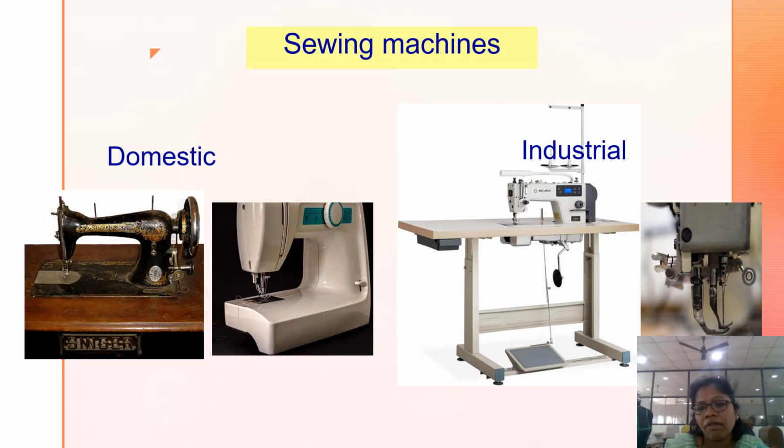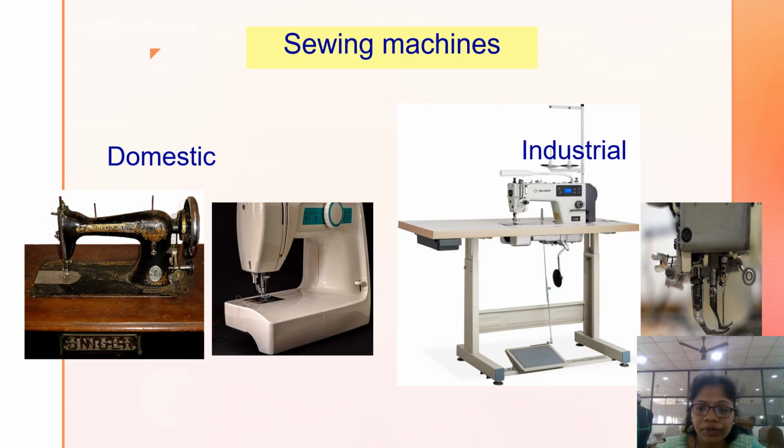The domestic one we cannot use for industry purposes, because we cannot run domestic machines for longer hours and we cannot stitch many layers of fabric in a domestic machine. Not only that, with the help of industrial machines we have specialized features like overlocking and embroidery. There are many variations available in industrial machines.